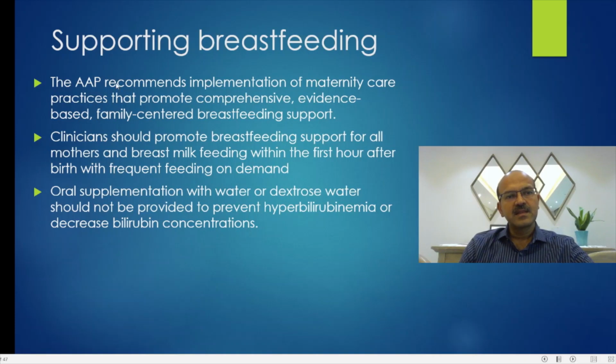The second section is about supporting breastfeeding, which is a very positive point. The American Academy recommends implementation of maternal care practices that promote comprehensive, evidence-based, family-centered breastfeeding support.